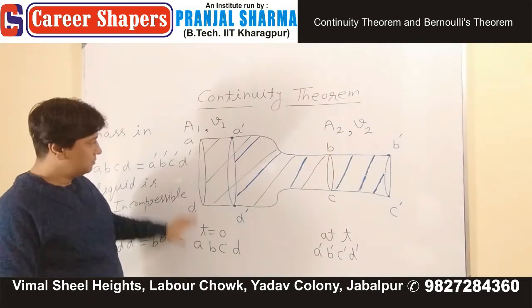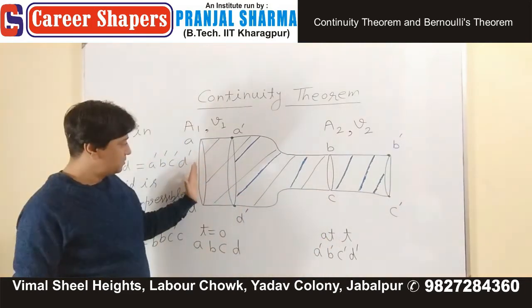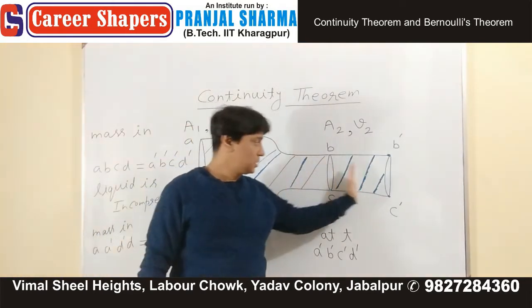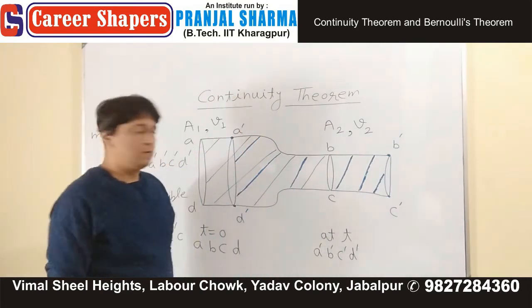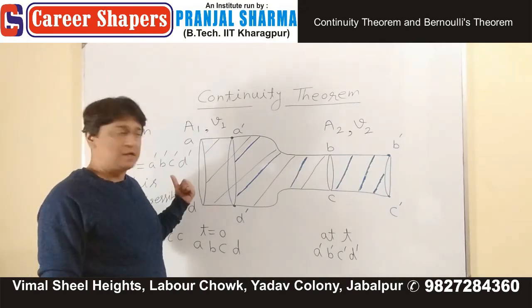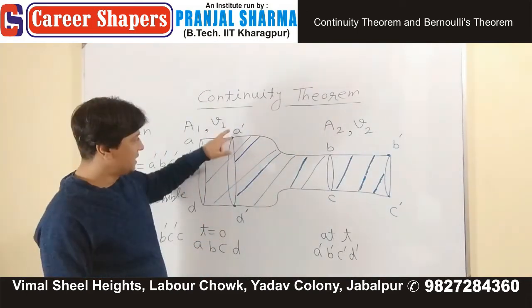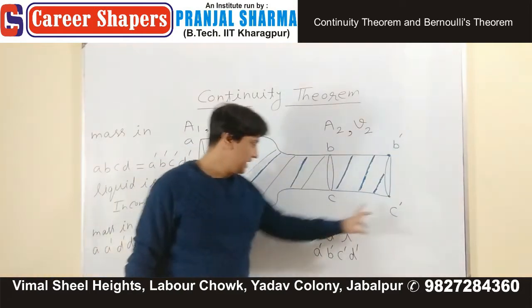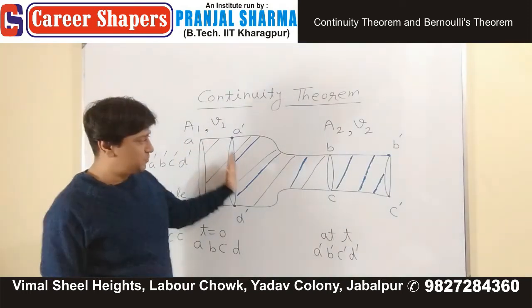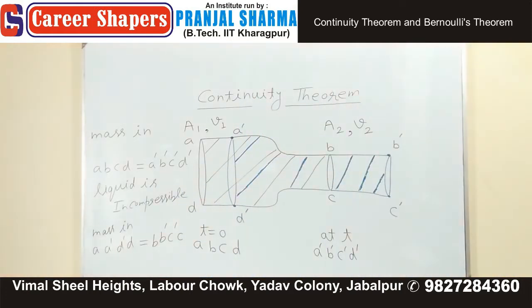At t equals 0, you're looking at A, B, C, D. At time t, this black portion, this cross section is over here, and this one is over here. Now, regardless of compressibility, mass in A, B, C, D will be the same as in A dash, B dash, C dash, D dash, provided this thing reaches this position and this thing reaches this position. This much has nothing to do with compressibility and all.